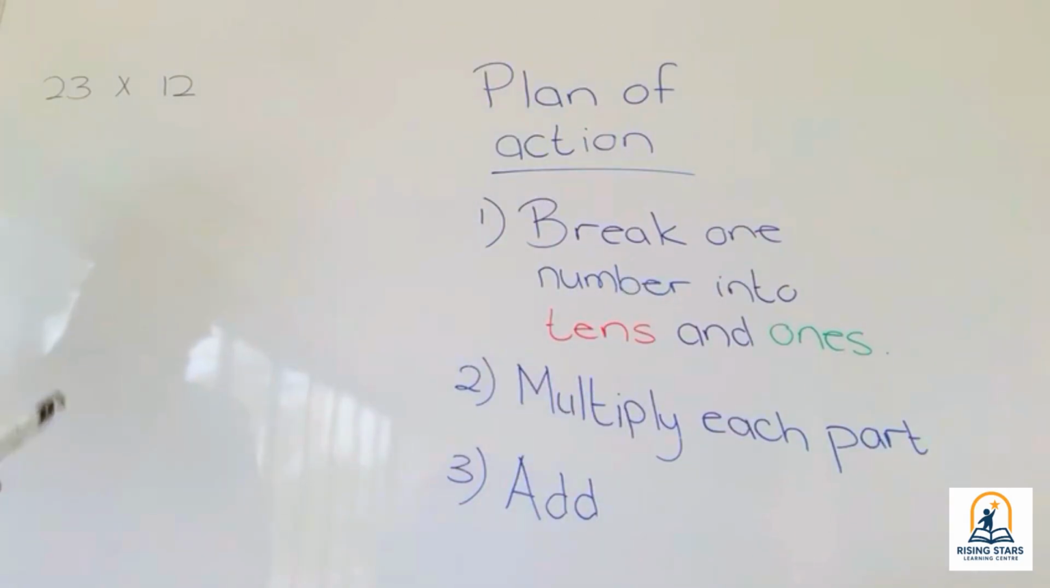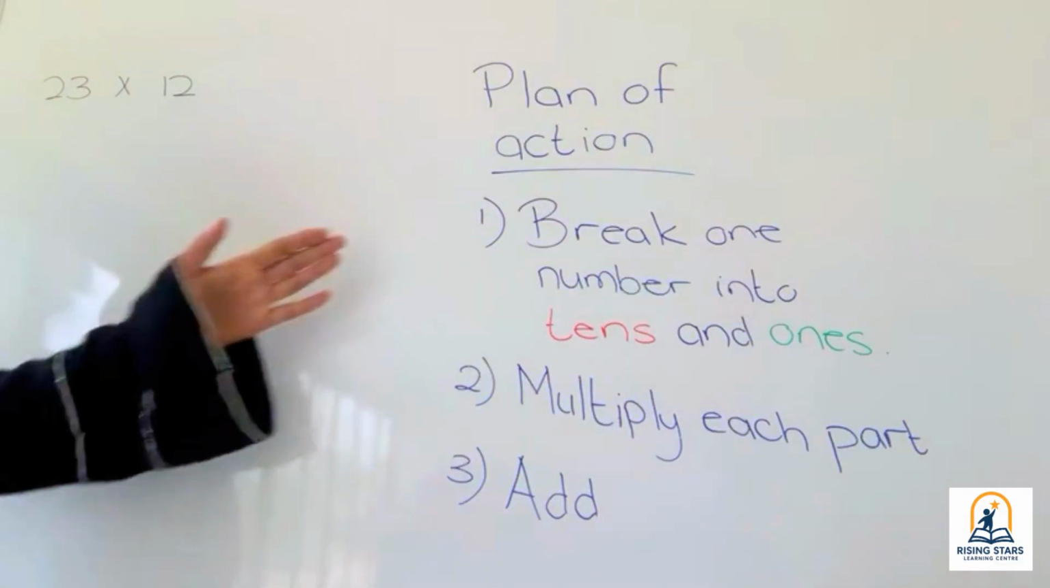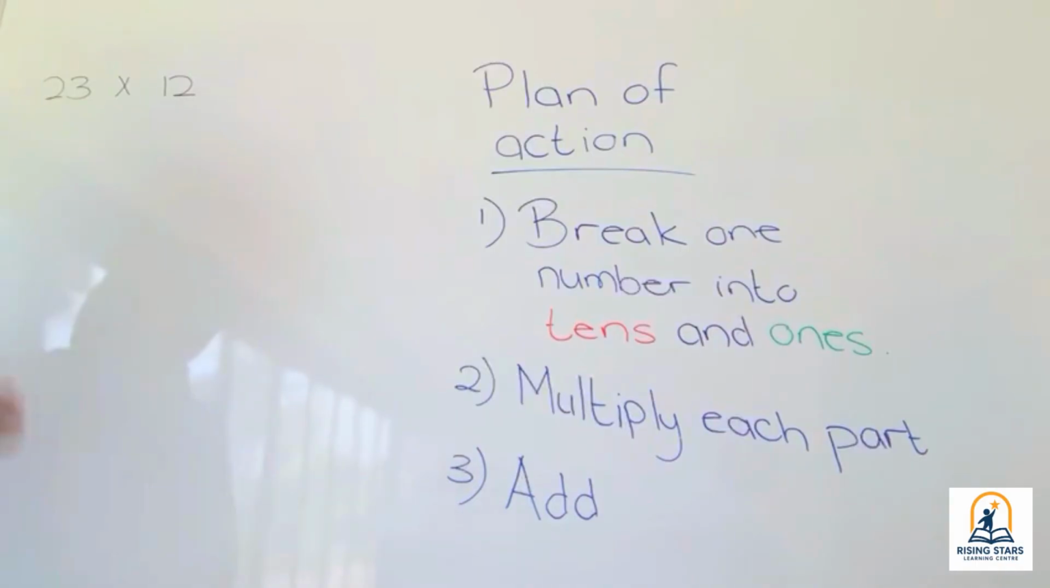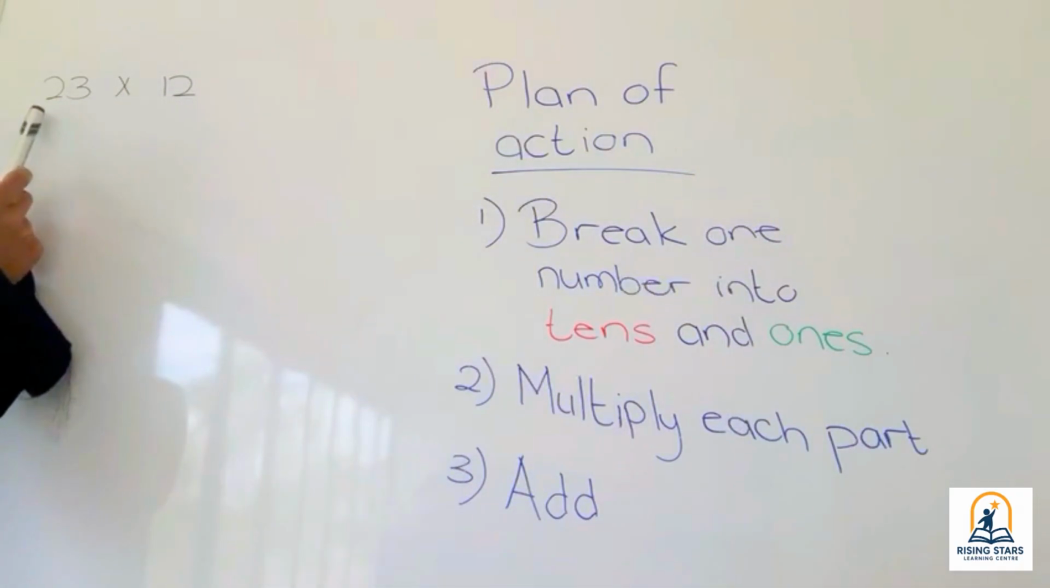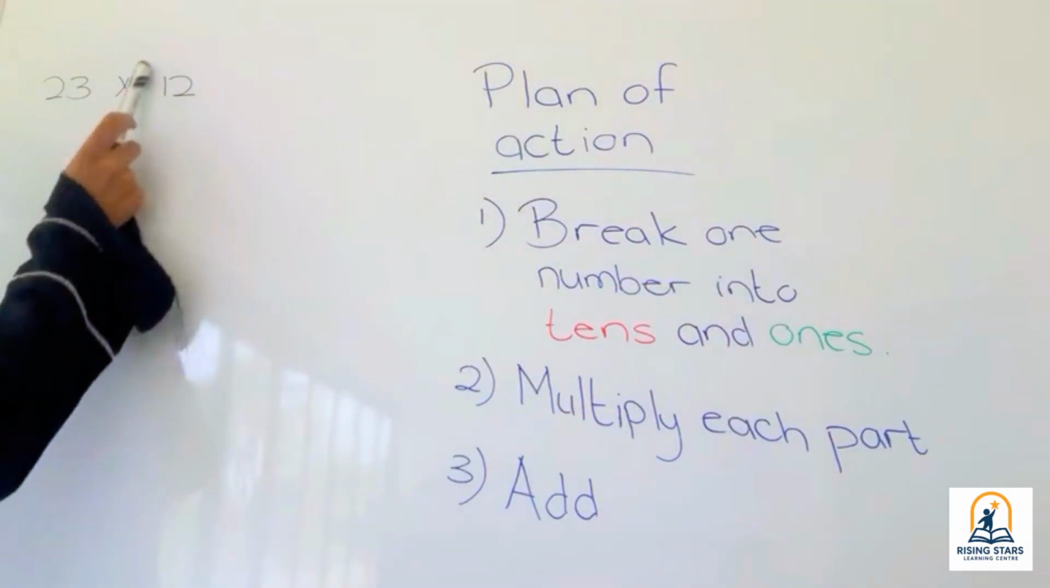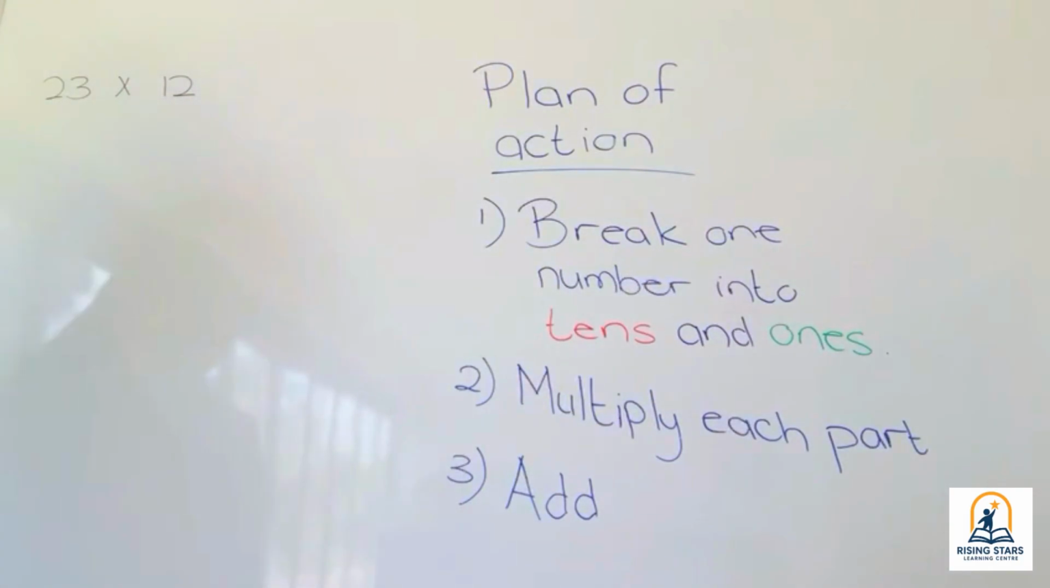All right, let's have a look at our plan of action and see the steps that we're going to use to solve this problem. Okay, so step 1 says break one number into tens and ones. The number that we usually break up is the one that we are multiplying by. Okay, so in this example, 23 is multiplied by 12. All right, so let's do this.